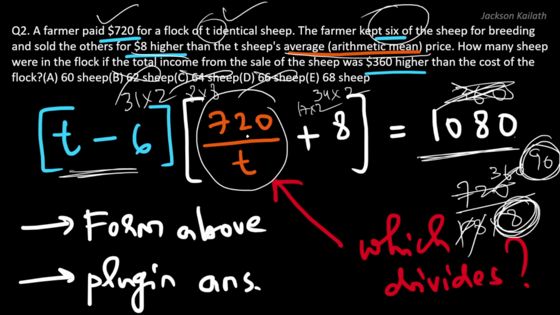Now, 17 and 720, just try it out. You'll see that it does not divide. This is also out, and we are just left with 60, which is the correct answer. So the correct answer to this question is 60.